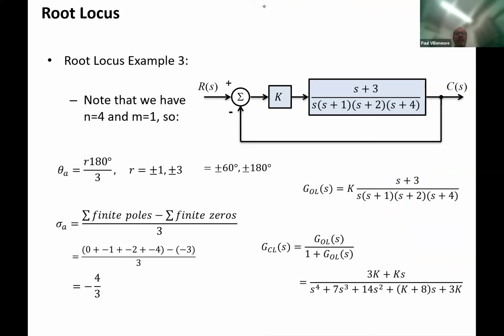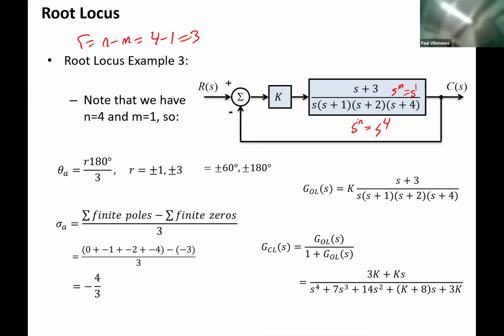All right, let's take a look at an example. So we can see that this is, when we're all said and done, s to the m, which means it's a first order, right? We only have one s over here. Over here, we have four s's that multiply together. So s to the n is equal to s to the fourth. Now we can define r, which is equal to n minus m, which is 4 minus 1. That means we have 3 asymptotes, right?